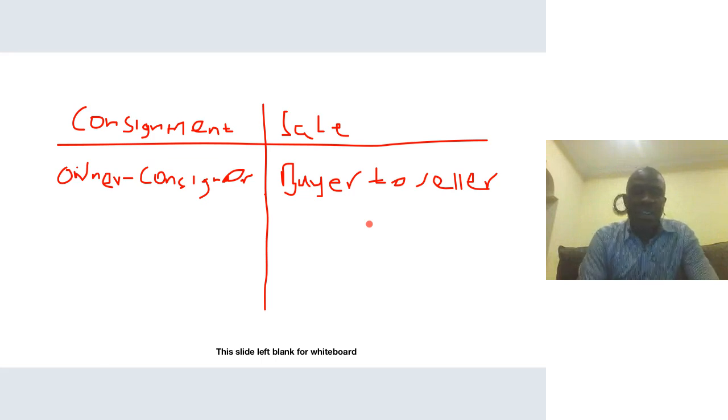Next, number three. On the consignment, the third ground is that the consignee can return all unsold goods to the consignor. But in a sale, the ownership gets transferred upon the sale. So the buyer cannot return the goods unless the seller agrees. So that is the third ground.